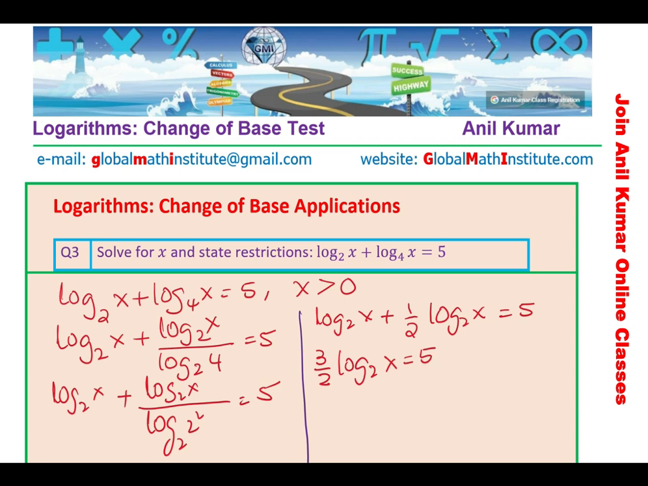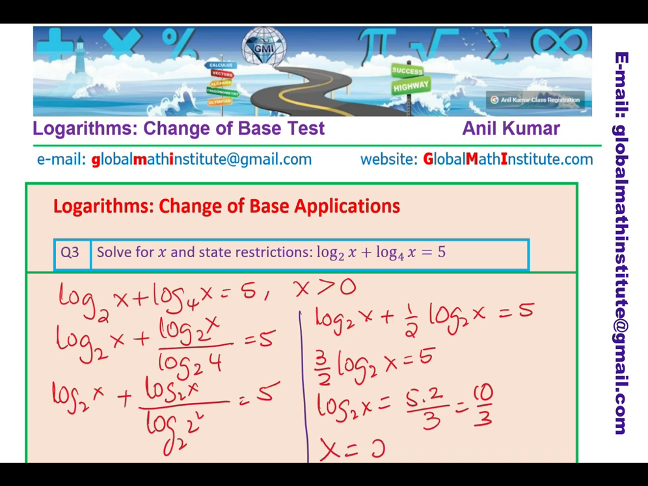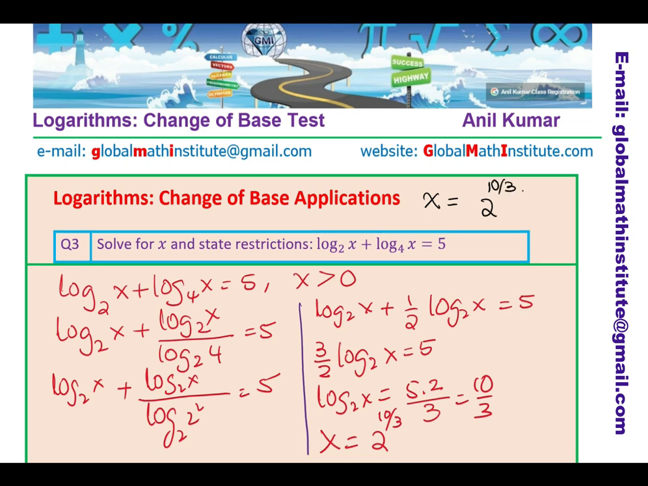Correct. So now we could say that log to the base 2 of x is equal to 5 times 2 over 3, right? Which is 10 by 3. And that gives you the value of x as 2 to the power of 10 by 3. You see that? So that is how we'll find it, and our answer is x equals 2 to the power of 10 by 3. Interesting? So I hope this is absolutely clear.